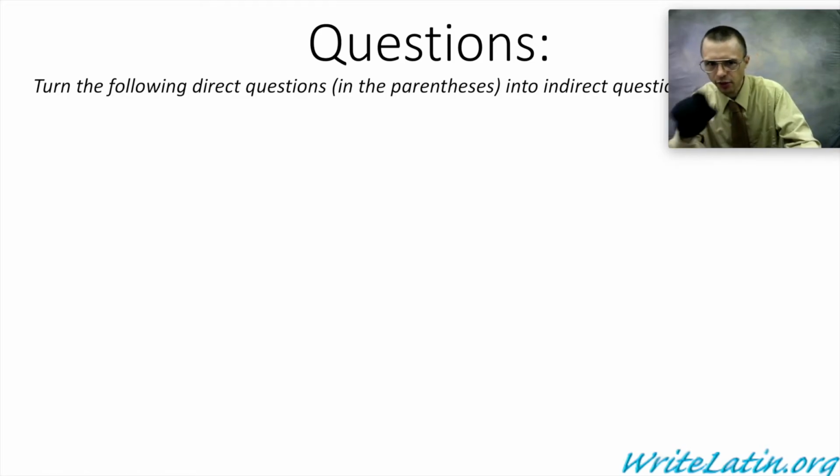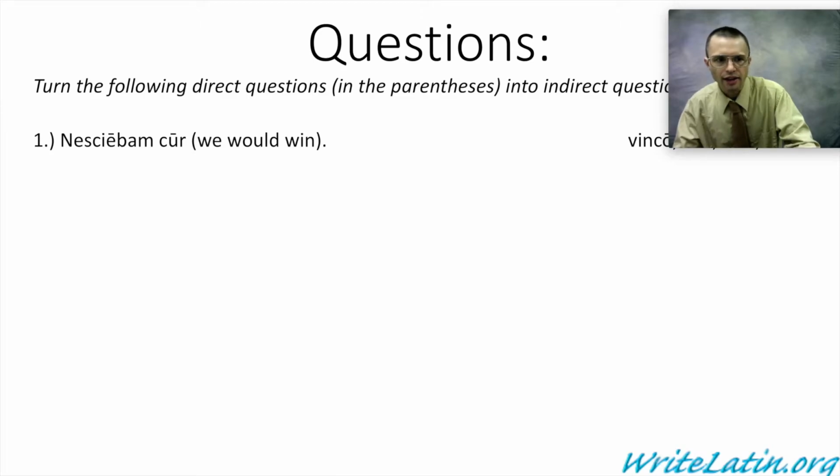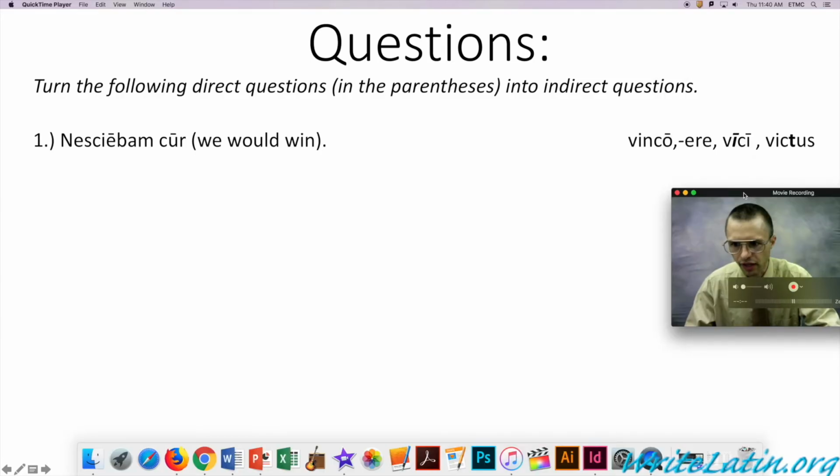All these are indirect questions. So turn the following direct questions, in the parentheses, into indirect questions. I was not knowing why we would win. Make the we would win into a subjunctive so that this will be an indirect question. And I gave you over here on the right the verb that you will use. So how do you do this?